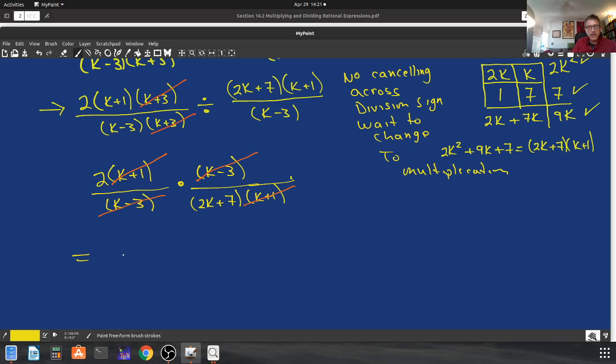So my numerator now, the only thing that survives on my top line is a 2. And the only thing that survived on my bottom line is a 2k plus 7, which again I encourage you to write in parentheses so you're not tempted to try to somehow cancel out those 2's.